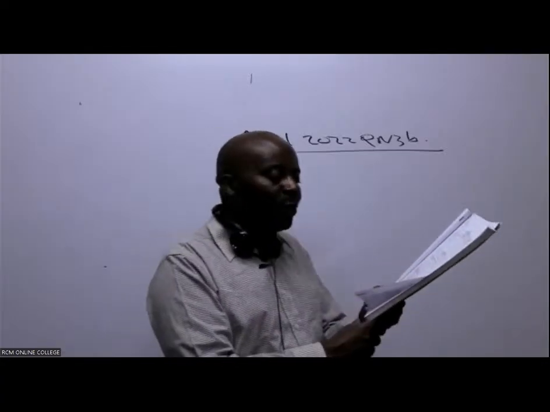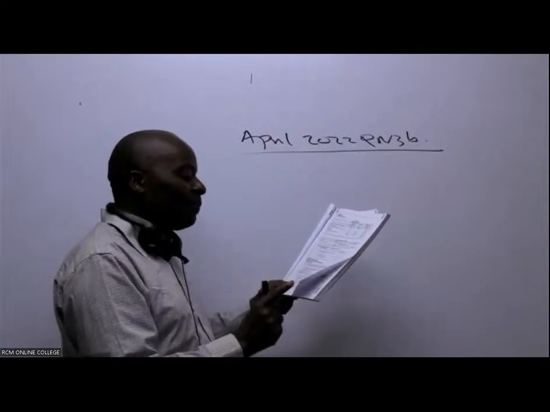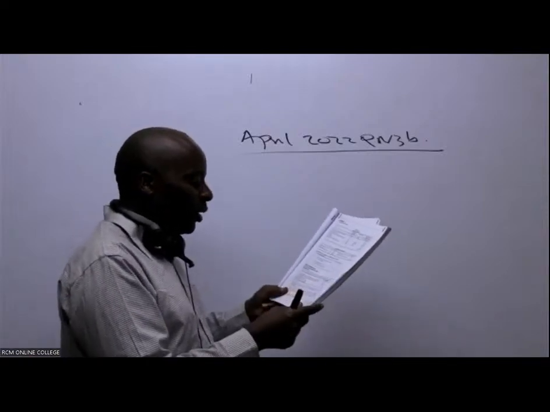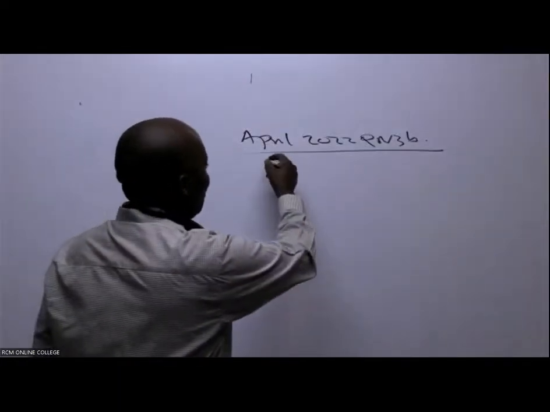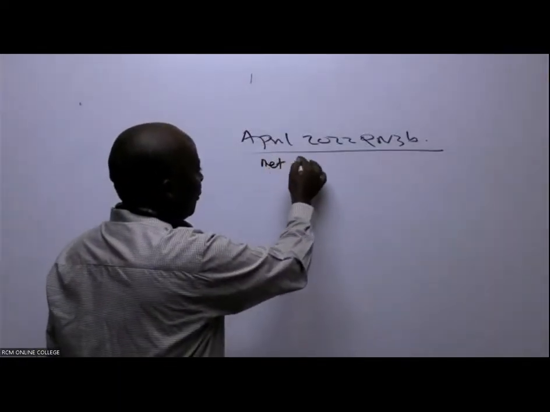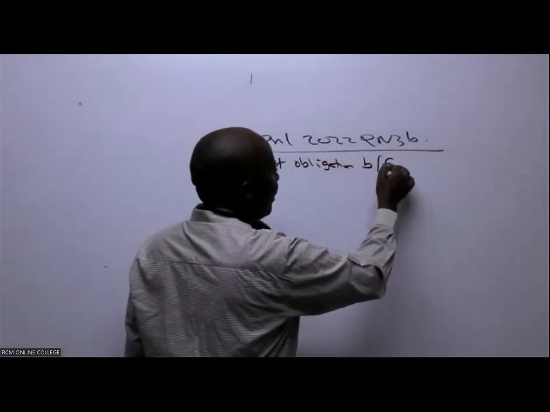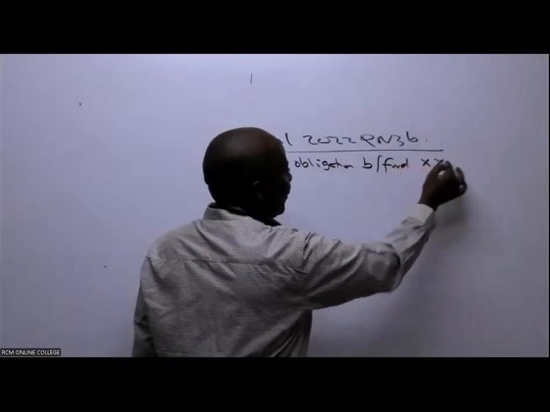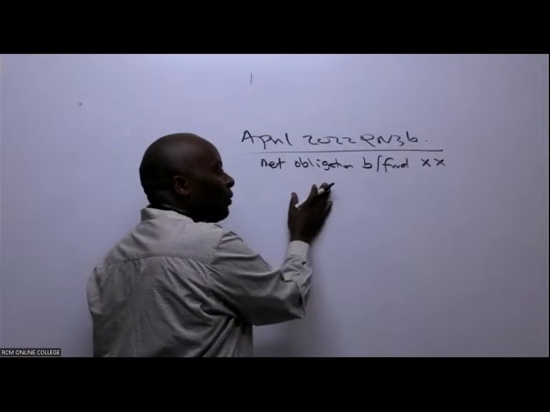Required, with suitable calculations: explain the accounting treatment of the various elements of the defined benefit scheme on the financial statements of STU Limited. This is normally very easy. What do we do? Ladies and gentlemen, this is what we do. We normally take the net obligation brought forward. This net obligation brought forward, you assume it's a loan which has been given to you.